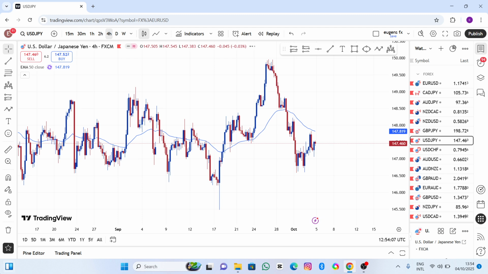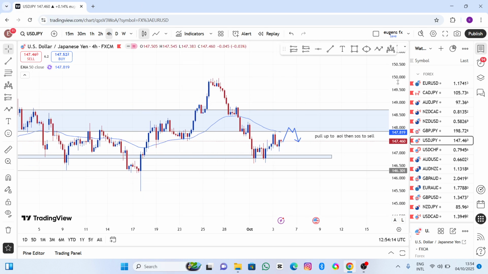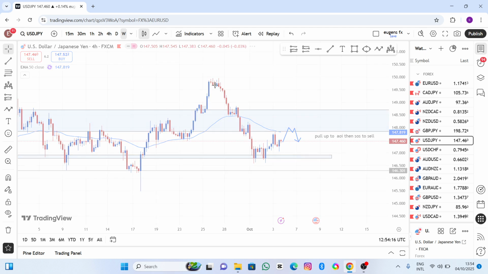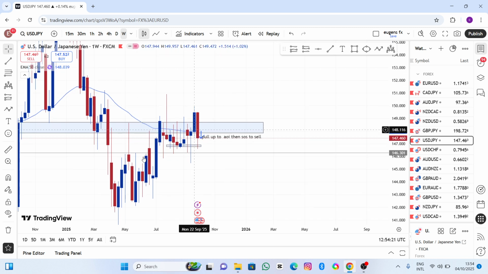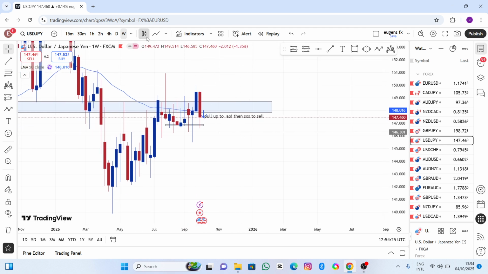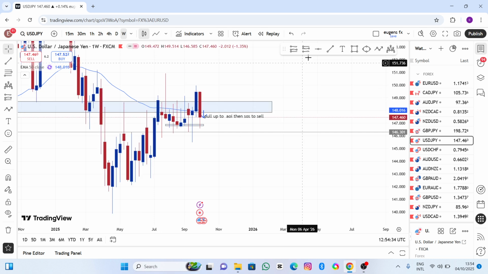USD JPY. So USD JPY, basically the same thing with GBP JPY. We're looking for sales on this market too. So the weekly is technically bearish. Let me show you why. Let's go to the line chart so I can see it better. Higher high, higher low, higher high, higher low. Let's use this in my chart. So let's start from here.